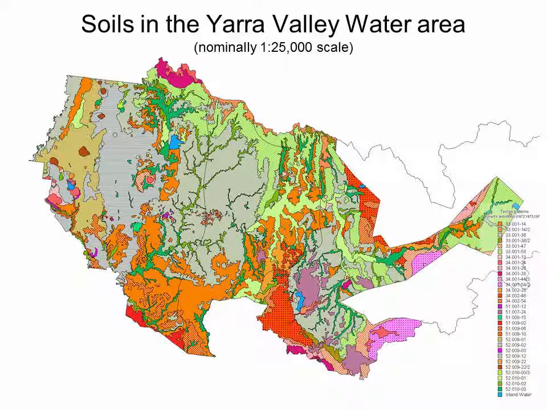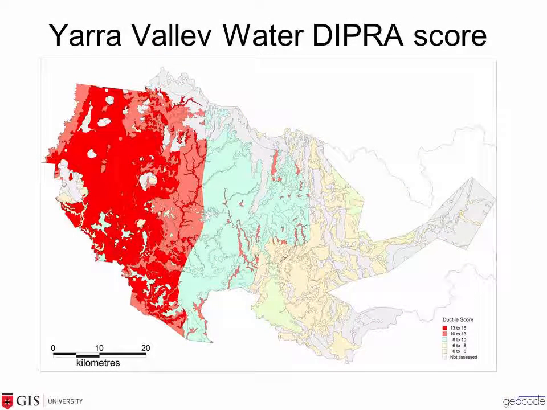So here's the map that we applied this to quantitatively. There are many different soil types. It's actually a terrain pattern map, which is a bit different than a soil map, but for our purposes, let's call it a soil map. Here's the DIPRA scoring system applied to the Yarra Valley Water soil map. The DIPRA scores were applied by Dr. Robert van der Graaf, who is a very senior soil scientist.